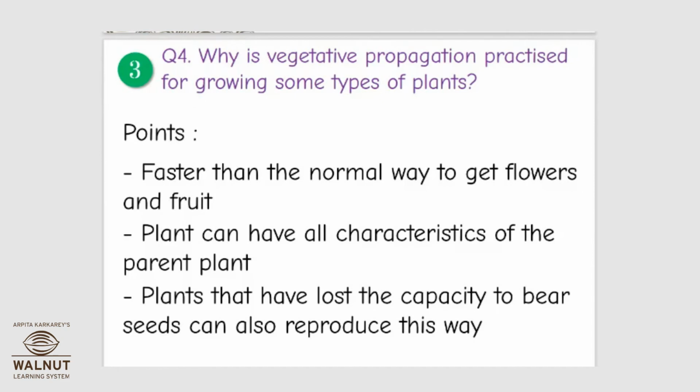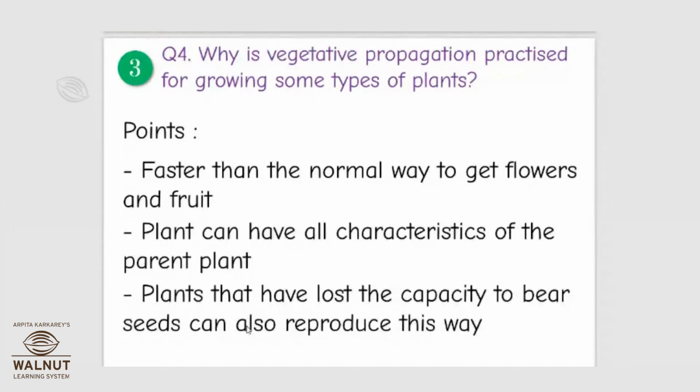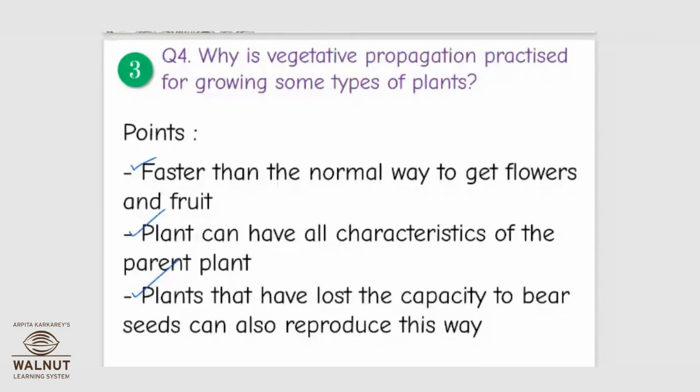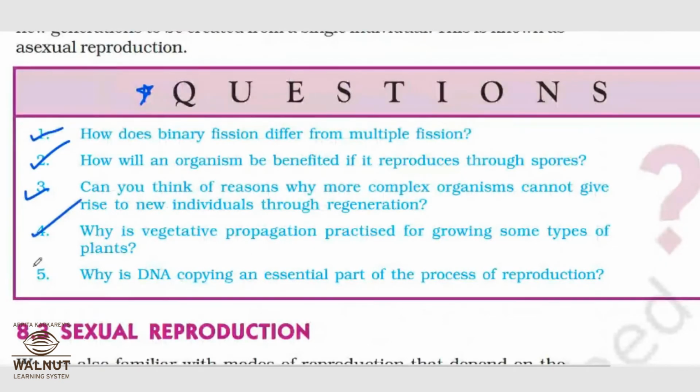The next question is, why is vegetative propagation practiced for growing some types of plants, like we have seen, especially for ornamental plants? It has some benefits as it is faster than the normal way to get flowers and fruits. Plants can have all characteristics of the parent plant, and plants that have lost the capacity to bear seeds can also reproduce this way. So how is it done? By giving them a proper amount of nutrition, or if they are lacking some hormones, hormones can also be given to them. Is this question clear?